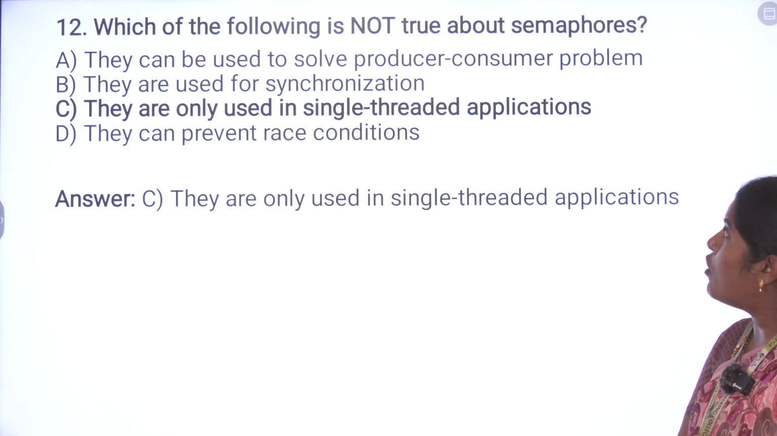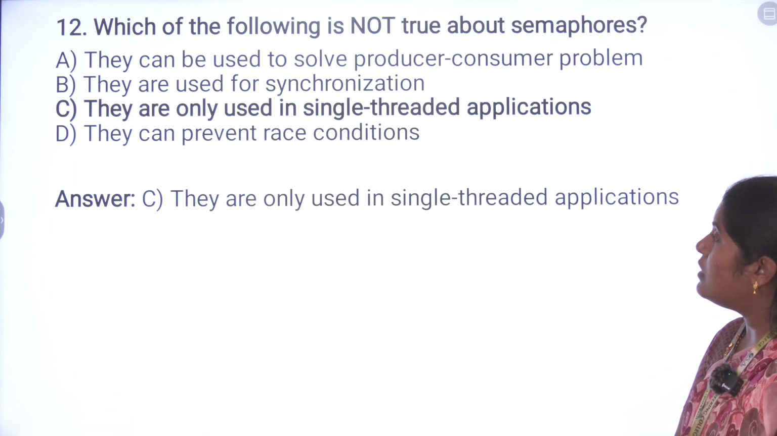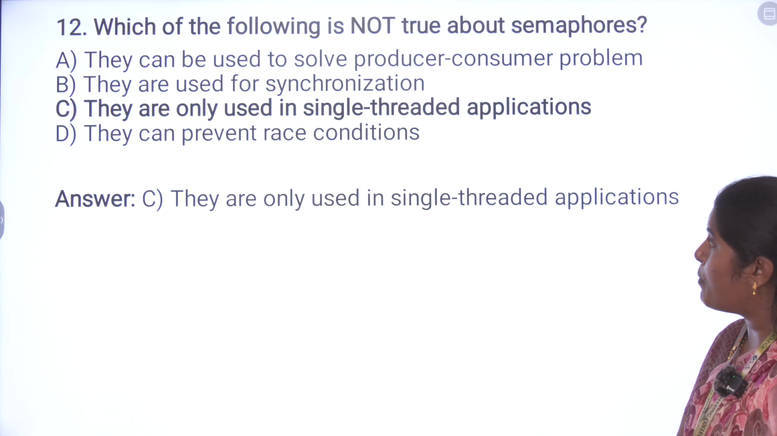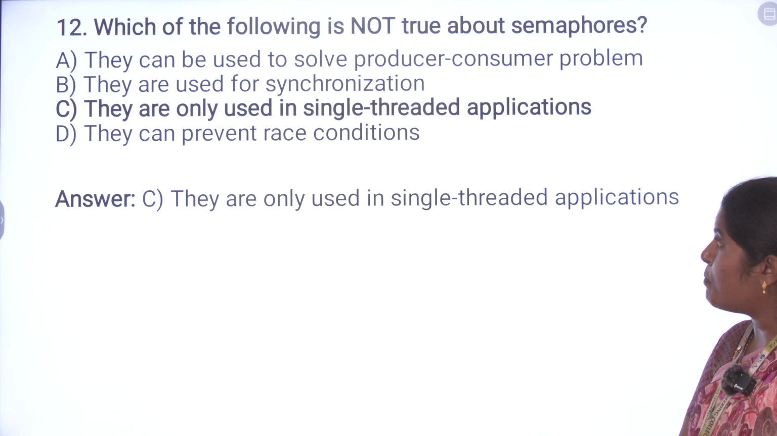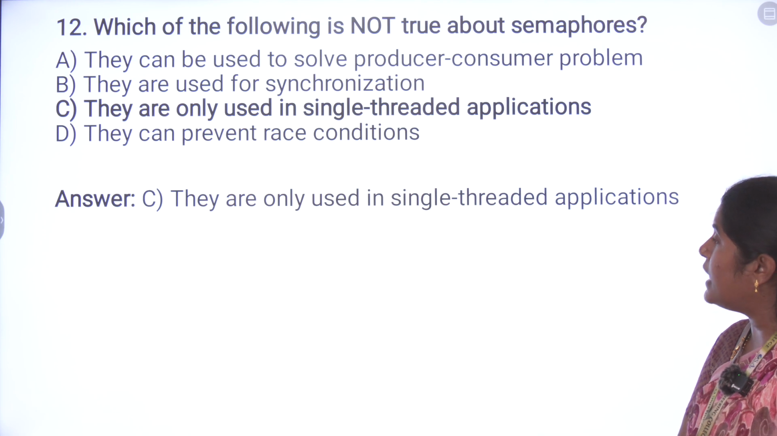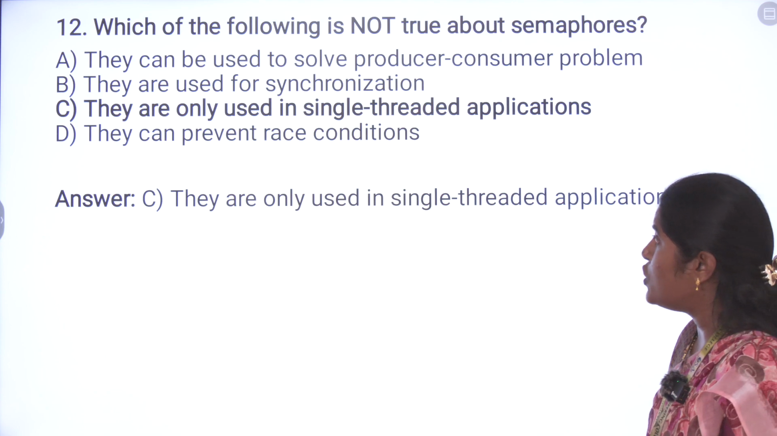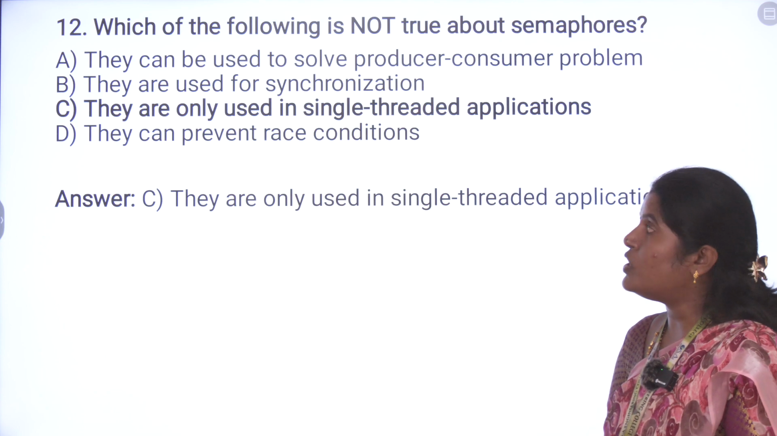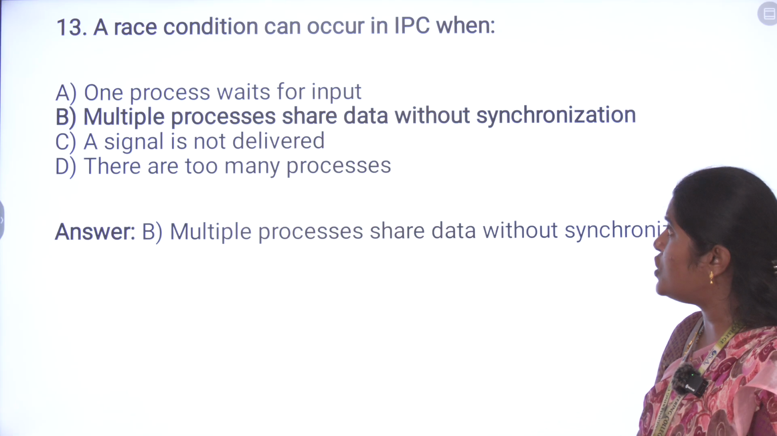12th question: which of the following is not true about semaphores? They can be used to solve the producer-consumer problem. They are used for synchronization purposes. They are only used in single-threaded applications. They can prevent race conditions. And the answer is they are only used in single-threaded applications.